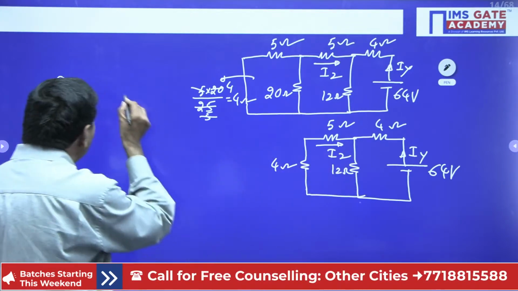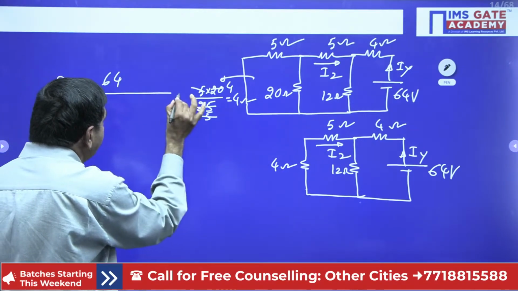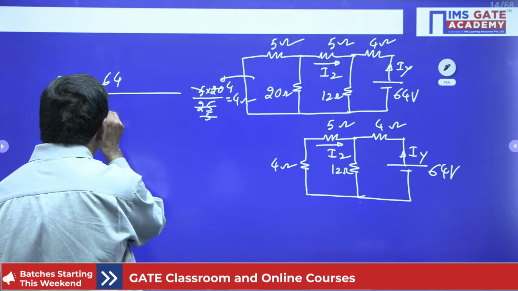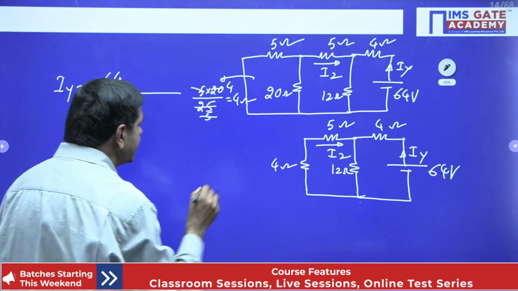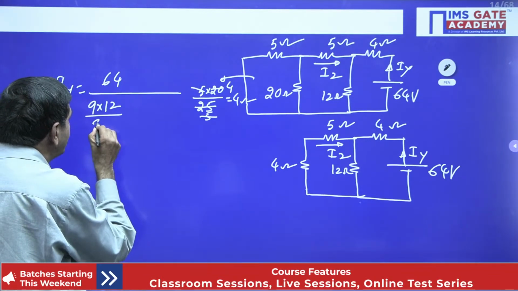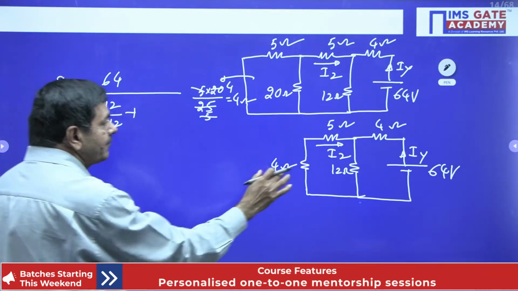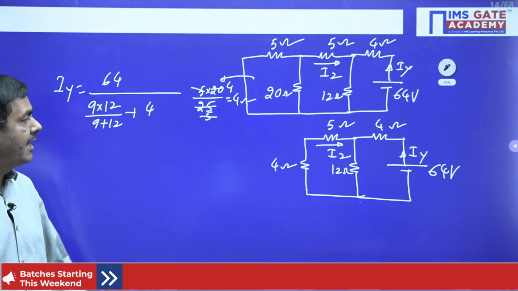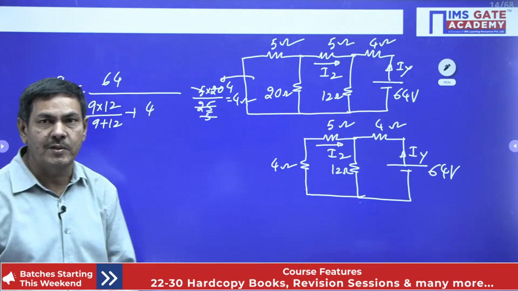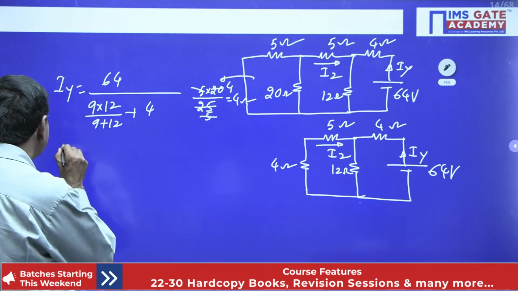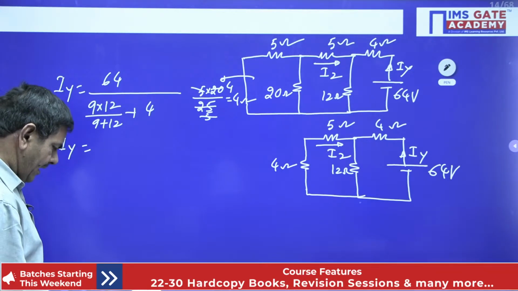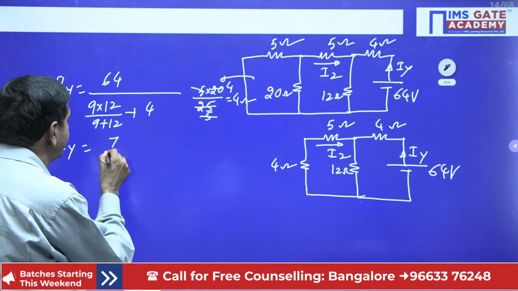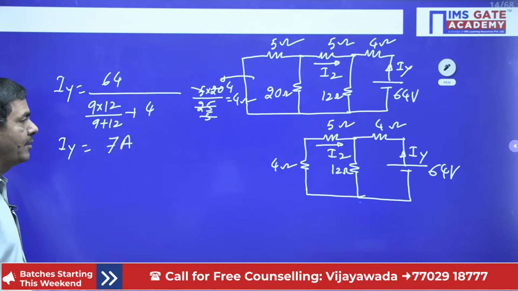Supply voltage 64, no doubt, divided by 5 plus 4, 9, 9 parallel to that resistance 12 ohms, 9 into 12 by 9 plus 12. I simplified this, and it is in series with 4 ohms only. Yes, 4 I can put now. If you are using the calculator, you will get the IY value. That IY comes as 7 amperes.